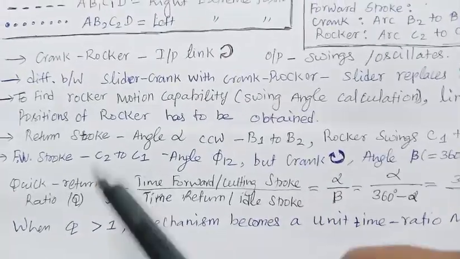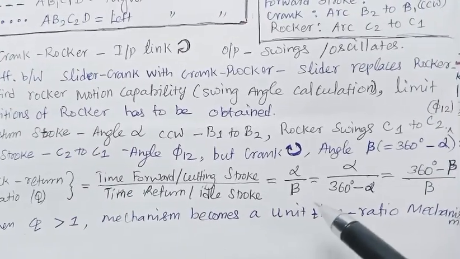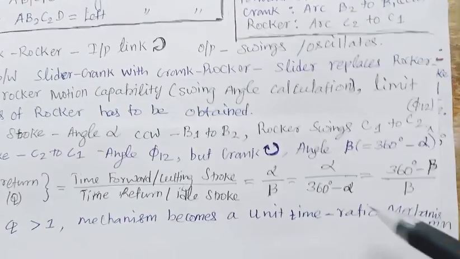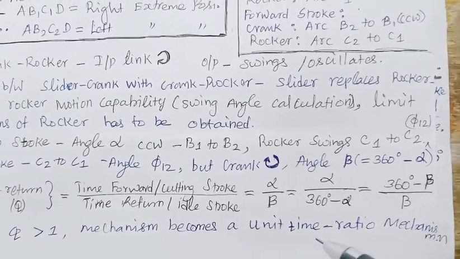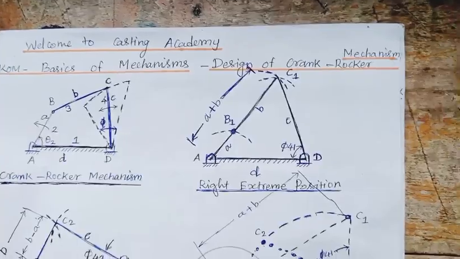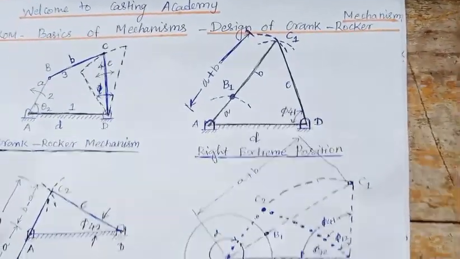When Q equal to 1, this ratio is not greater than 1, the mechanism becomes a unit time ratio mechanism. When Q greater than 1, the mechanism becomes a quick return mechanism. So this is the basic theory behind the crank rocker mechanism.